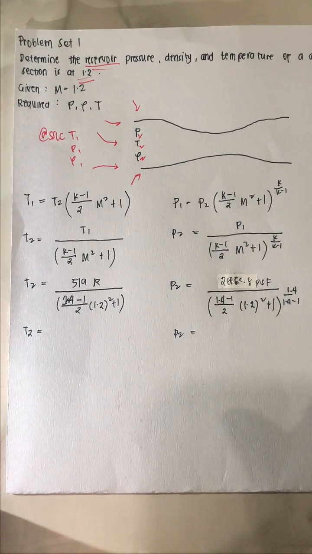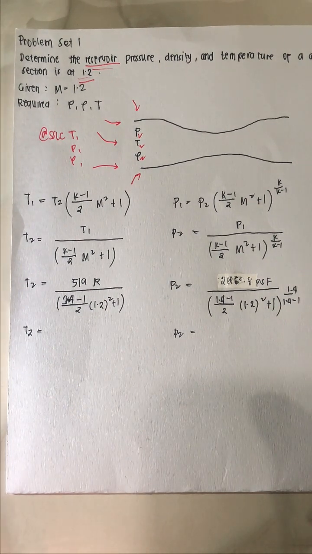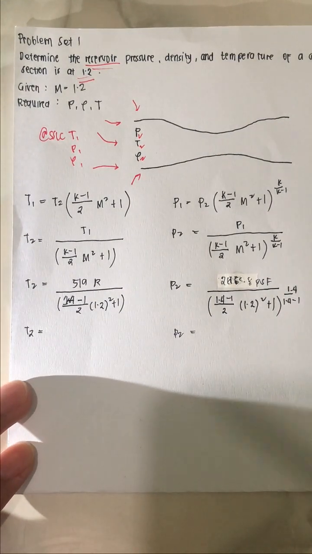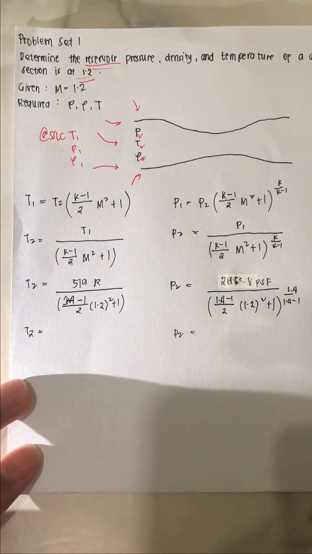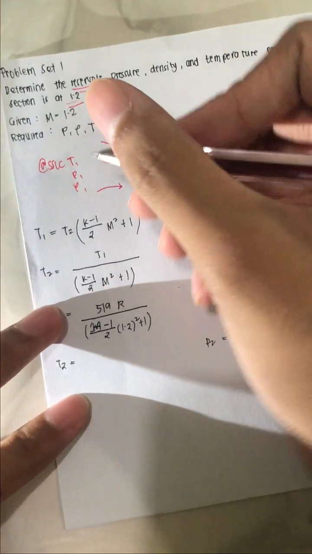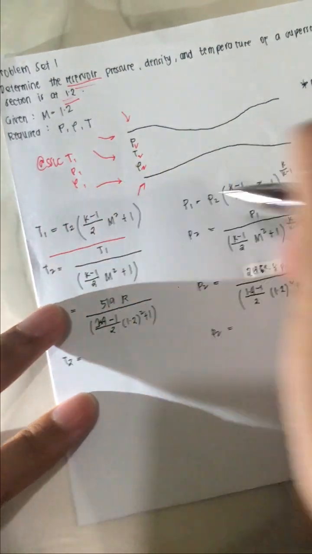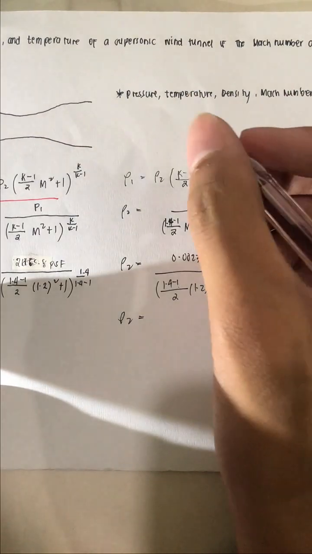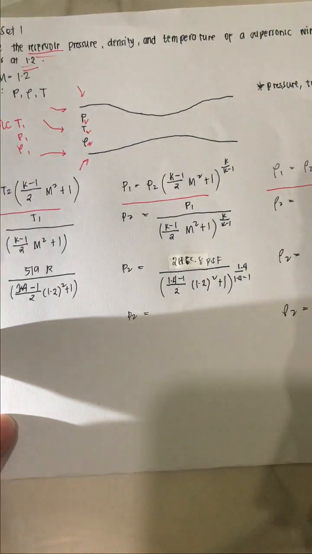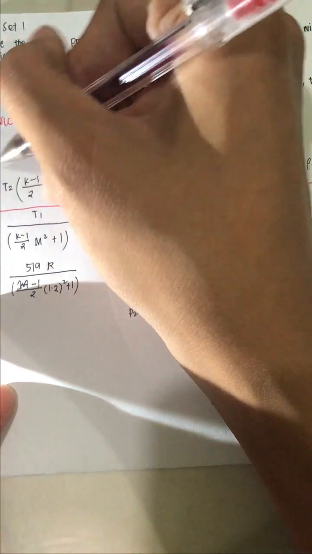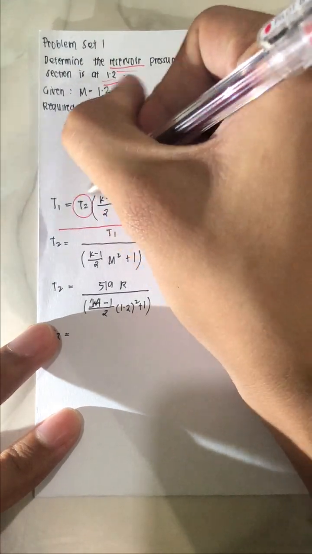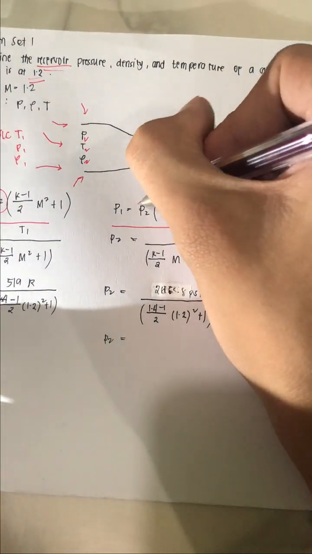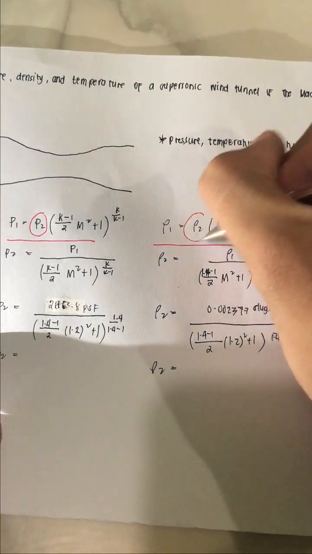So, knowing the formula of the Mach number relations to temperature, pressure, and density, we will use the direct formula. So, we have for the temperature, for the pressure, and also for the density. So again, the 2 is what we are looking for, the one in the reservoir.